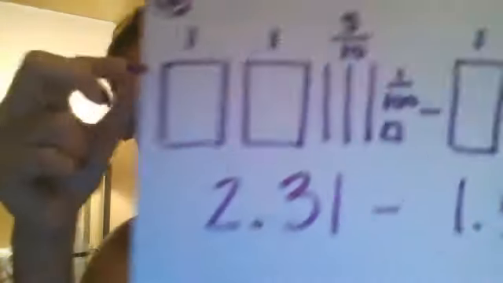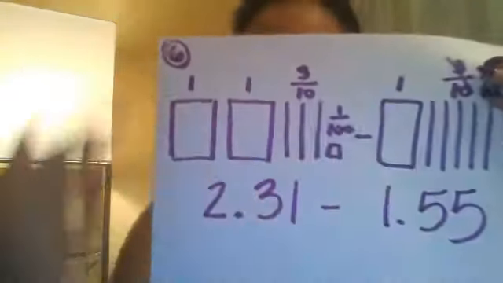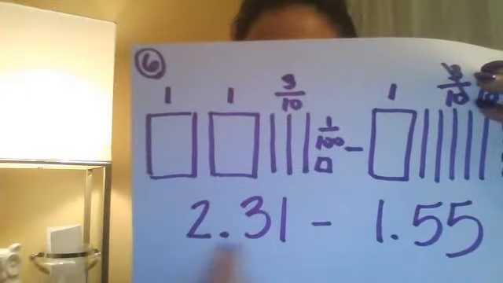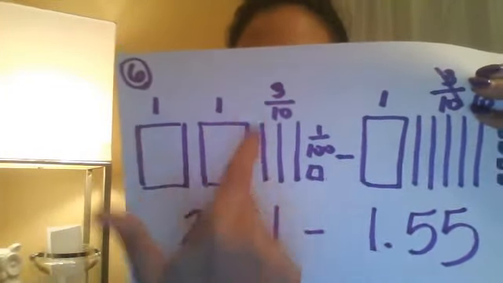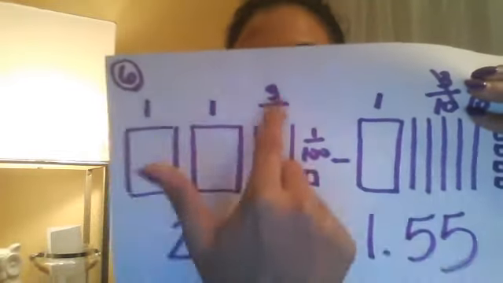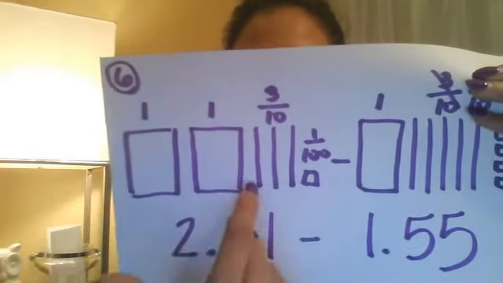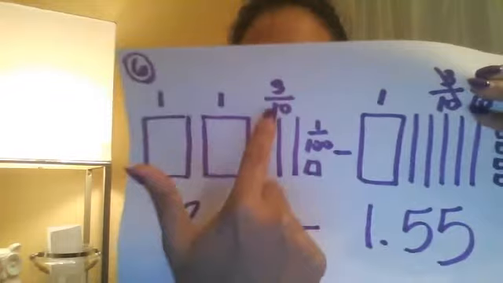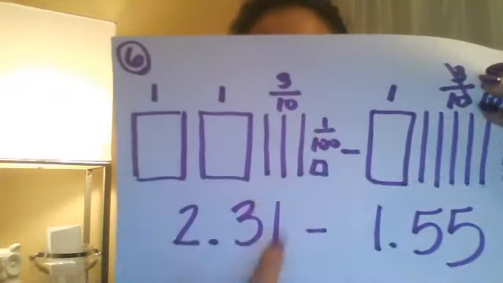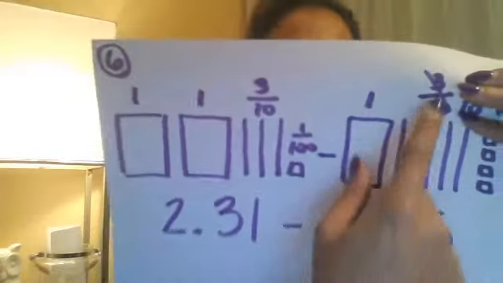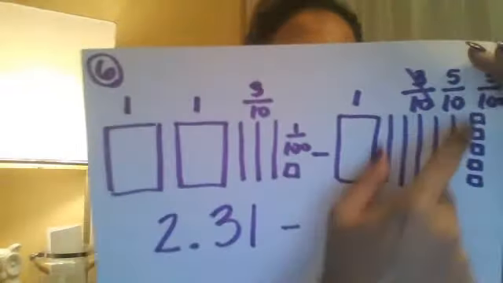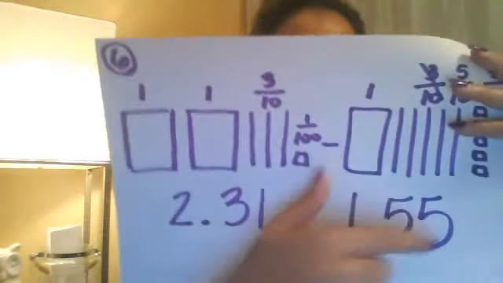So this picture looks like these pictures equal the number that's on the bottom. You have 2 wholes, so I have 2 here. The decimal goes right here because you're separating your wholes from your tenths and your hundredths. The 3/10 is in the tenths place, and then the 1/100 is in the hundredths place. On this side, I have 1 whole. I have a 5 in the tenths place, and then I have my 5 in the hundredths place.